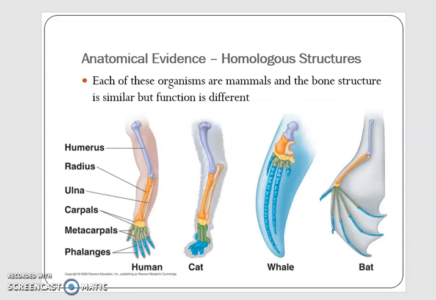So in this example, these are all mammals, and you can see the different colored portions that show the similarities in the bone structure for all of these. But we have a bat, which would use the limb for flying, a whale for swimming, a cat for walking, and then a human for lifting things up and for all of those functions of our arm.